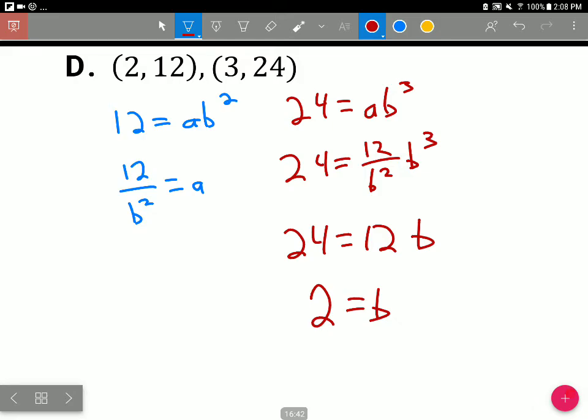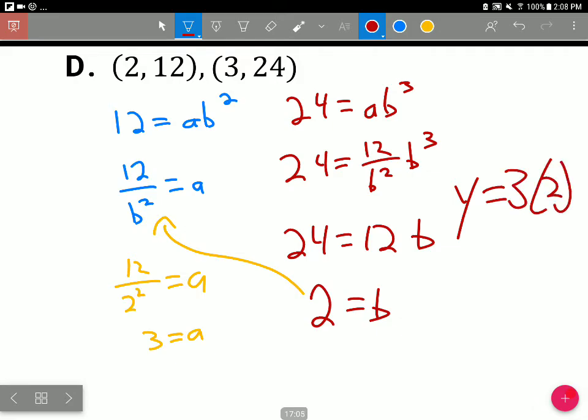Okay, last bit. Plug that sucker in. What's 2 squared? 4. What's 12 divided by 4? 3. So your equation is y equals, do you put the 2 first or the 3 first? 3. Good. 3 times 2 to the x.